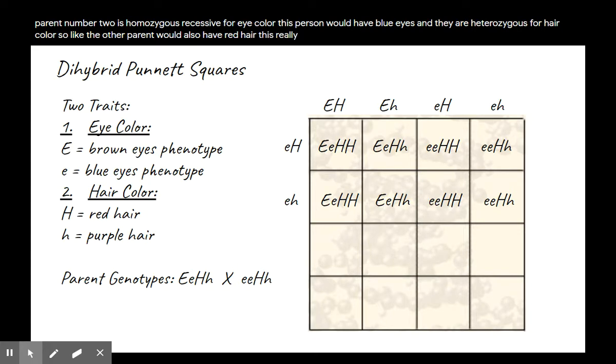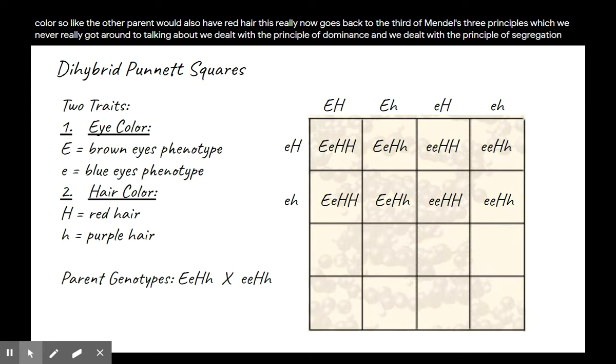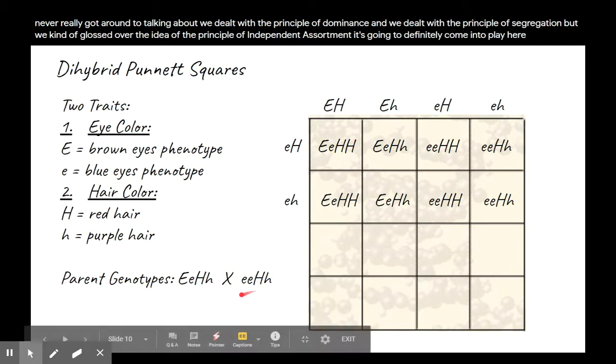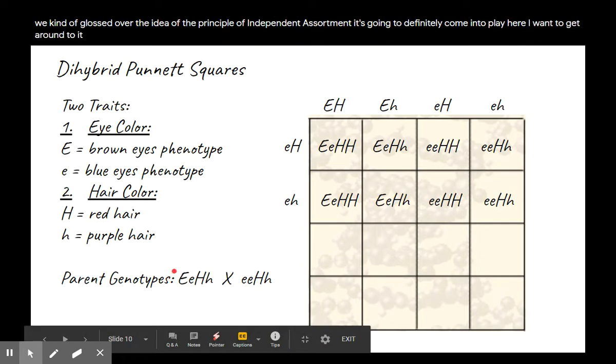This really now goes back to the third of Mendel's 3 principles, which we never really got around to talking about. We dealt with the principle of dominance and we dealt with the principle of segregation, but we kind of glossed over the idea of the principle of independent assortment. It's going to definitely come into play here. It's going to take a moment to get around to it, though. Let's look at this first parent.